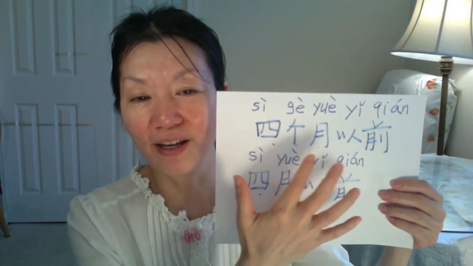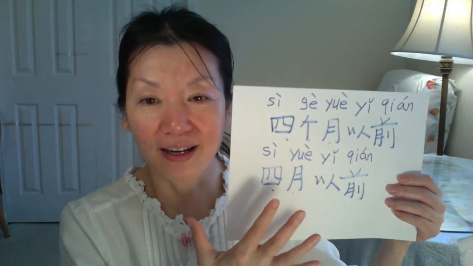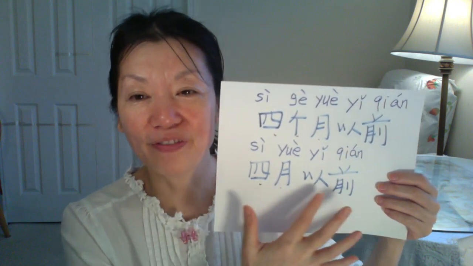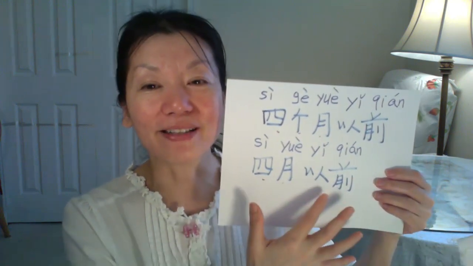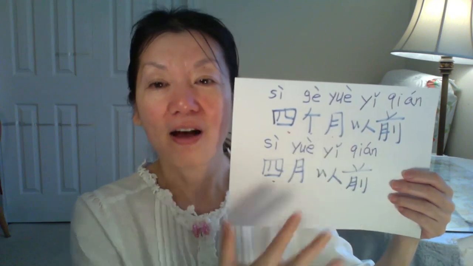Can I say, for example, another one. We don't say 前, can say 月, right? 四个月以前. 四月以前, wow, different, right? 四月, April, before April. 四月以前我去北京. Before April, maybe January, maybe February, maybe March. Just before April. 四月以前. 四个月以前, 4 months ago.